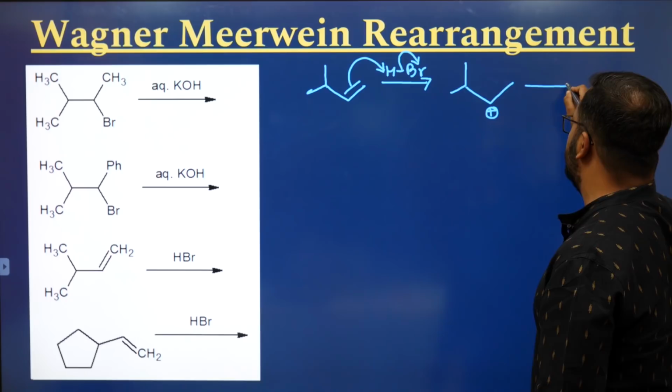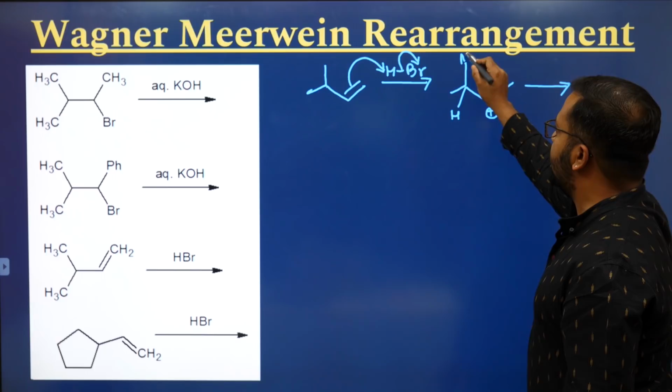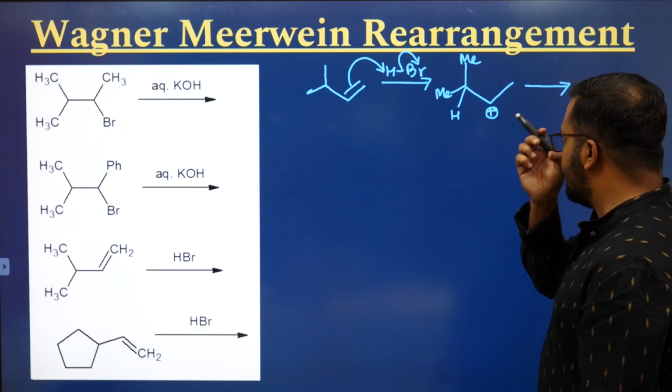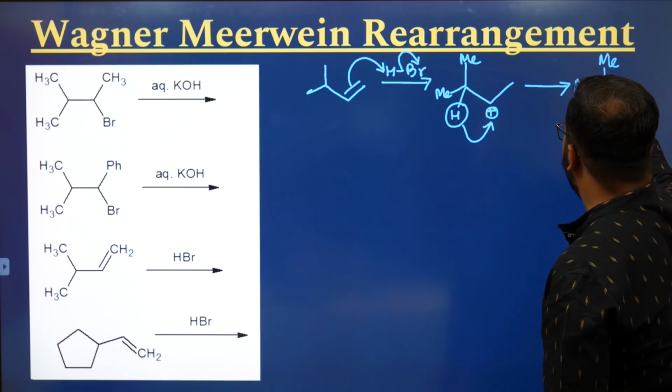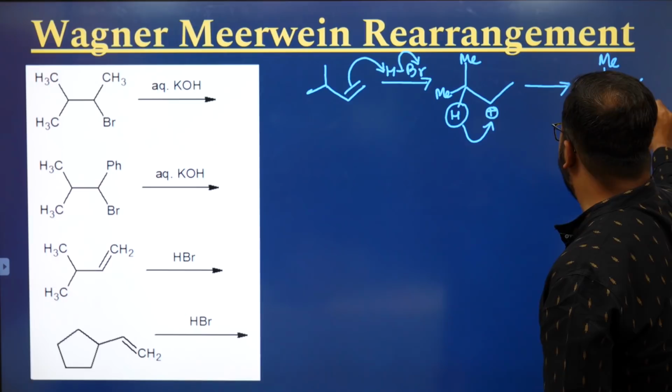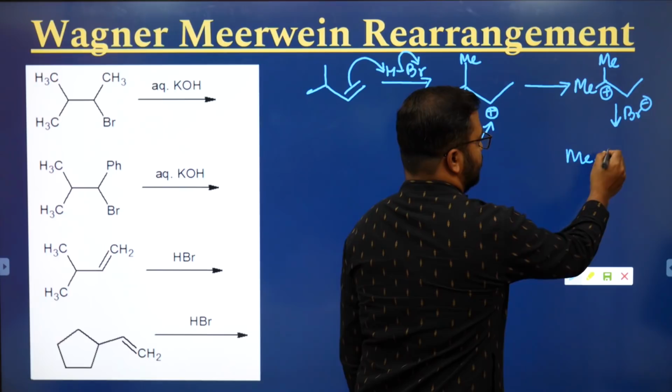Competition is between hydrogen and methyl. And if competition is between hydrogen and methyl, which will migrate? Hydrogen will migrate. And we would be obtaining Me, Me plus this. And then here you attach Br minus. You attach Br minus over there, you get the product.